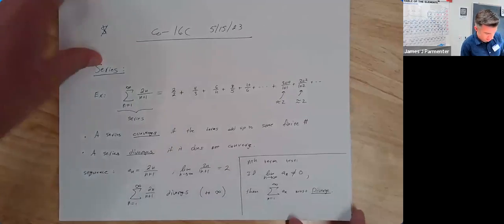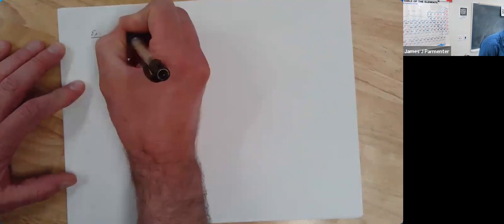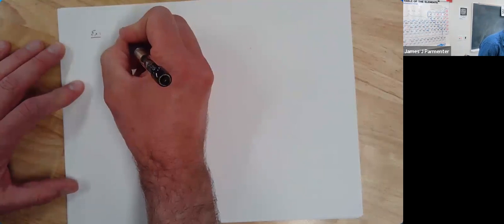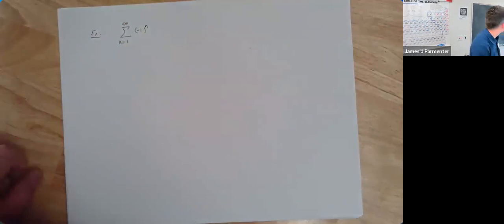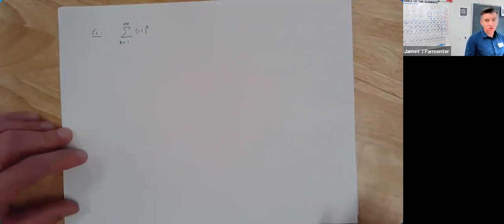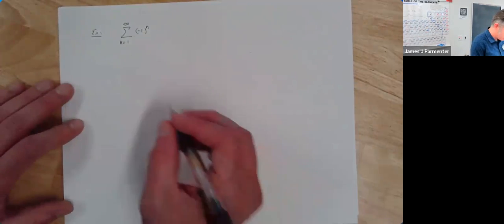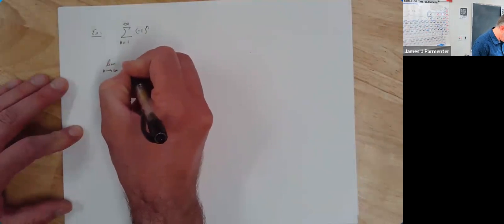Just as another point here, here's another example of a series that's divergent. The sum from n equals 1 to infinity of -1 to the n. Kind of a classic example. I will point out you could show that it diverged by the nth term test, because the limit as n goes to infinity of -1 to the n is what?